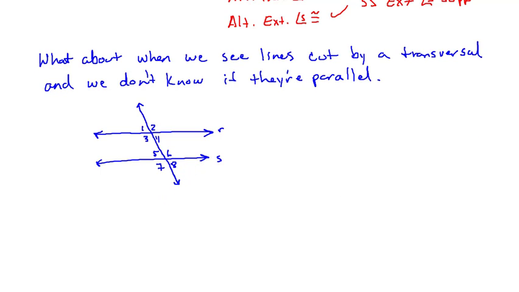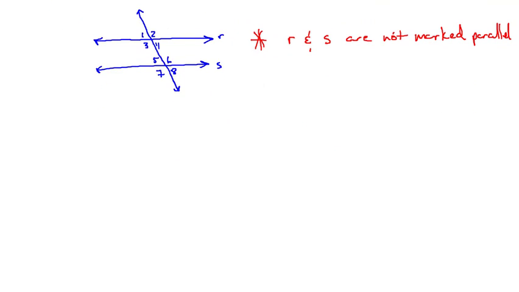But what you will notice, or hopefully notice, R and S are not marked parallel. Okay, and since they're not marked parallel, you can't assume that they're parallel. So we're going to look at some pictures where the lines are not marked parallel. And they're all going to look like this, so don't get too worried. We'll do very simple sketches.